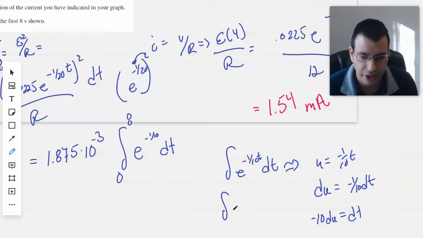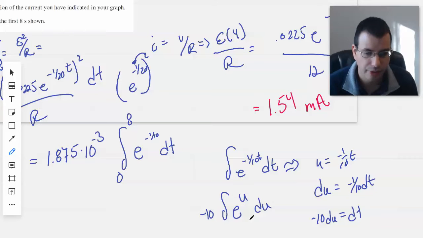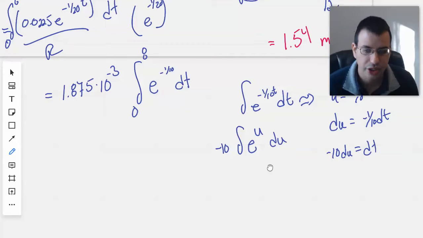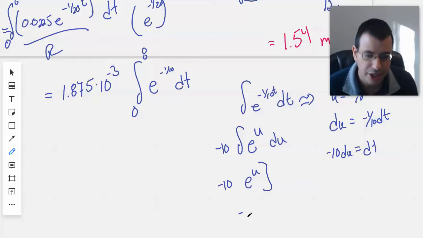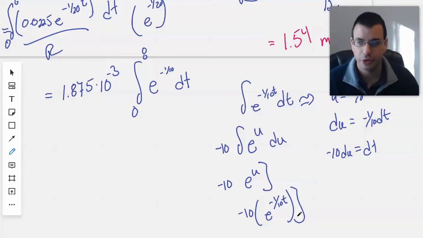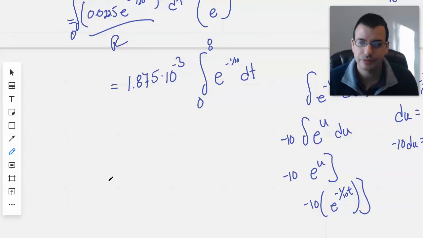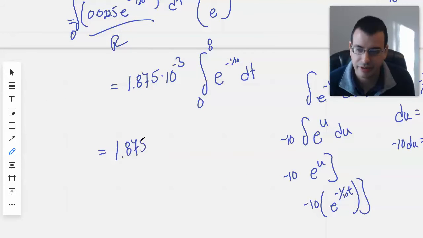Therefore, this is the integral of e to the u times negative 10 du, which is e to the u times negative 10, which is negative 10 times e to the negative 1/10 t. Okay, so I was right, which is negative 1.875 times 10 to the negative second. I just took the 10 and moved it over.